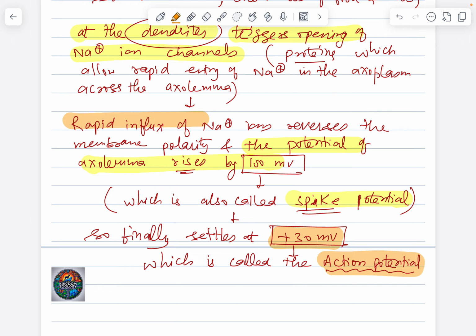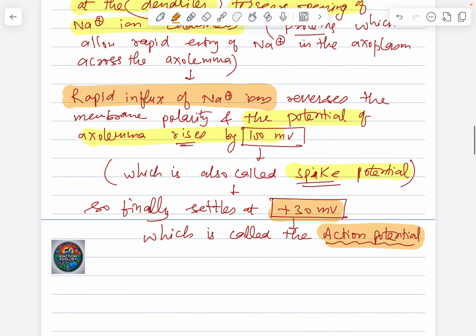One of the most common questions in the nervous system: what is responsible for creation of the action potential? That's the rapid influx of sodium ions. How much does the potential change? 100 millivolt. There's a spike of 100 millivolt, and that basically raises the potential from minus 70 to plus 30.